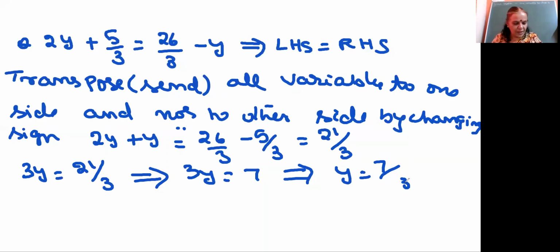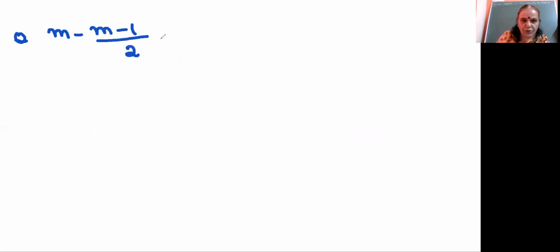Now one more last sum, same method. The method is same and the only thing is, even if there is a fraction or decimal, whatever it is, you can use the same method. That is one more last question. That is m minus 1 by 2 is equal to 1 minus m minus 2 by 3. You have to see that you have copied the sum properly. m minus 1 by 2, 1 minus m minus 2 by 3. That you know already.